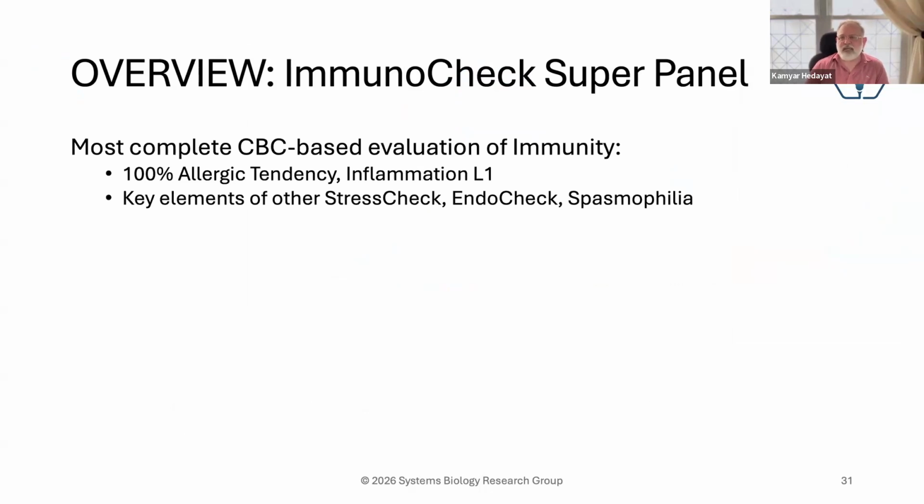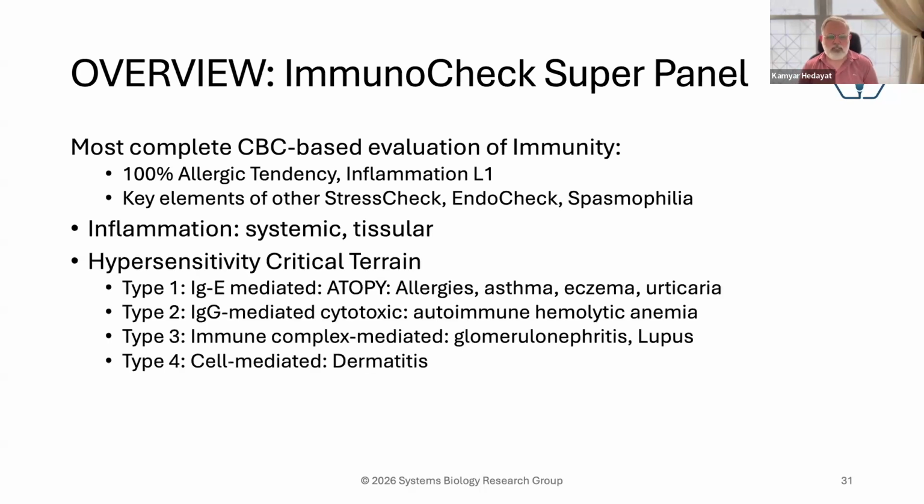While this panel covers all four types of hypersensitivity syndrome, it really focuses on type 1, which is allergies, and it gives you interpretations and recommendations that are very focused on regulating the immune system. So what can you evaluate with this panel? You can look at systemic and tisular level inflammation. You can look at the hypersensitivity critical terrain.